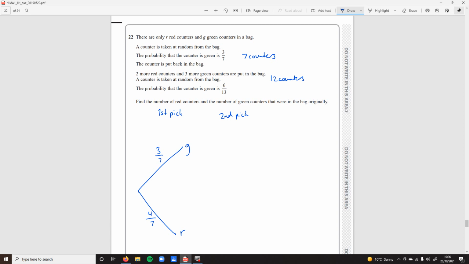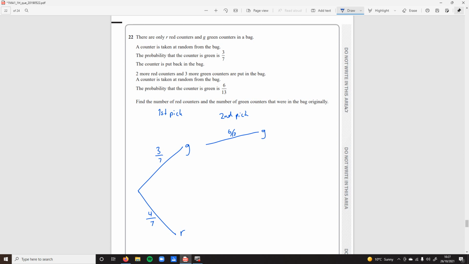Oh. Okay, that's not great then, is it? Actually, we don't know how many counters there are, do we? We don't know if there's 7 counters. That might not be true. Let's forget that then.